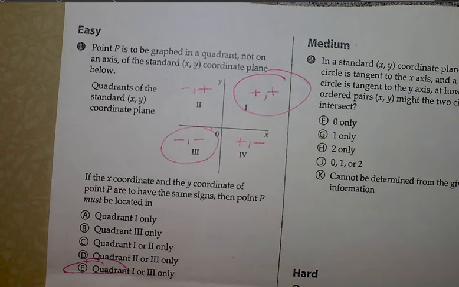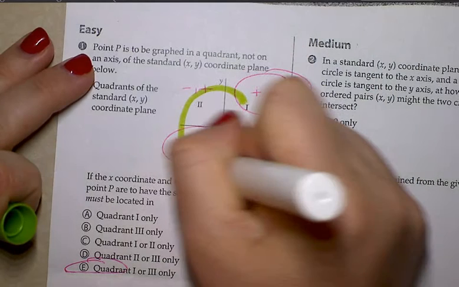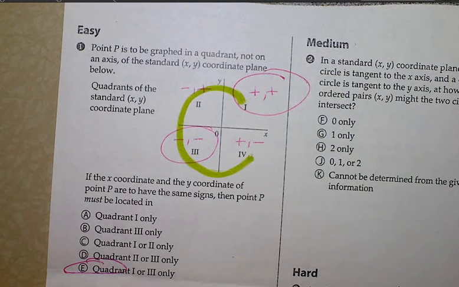Sometimes I hear students go, I forget how to label these. So I was taught you make a capital C. So here's quadrant 1, 2, 3, and 4, to remember how to number them. Going on to number 2.